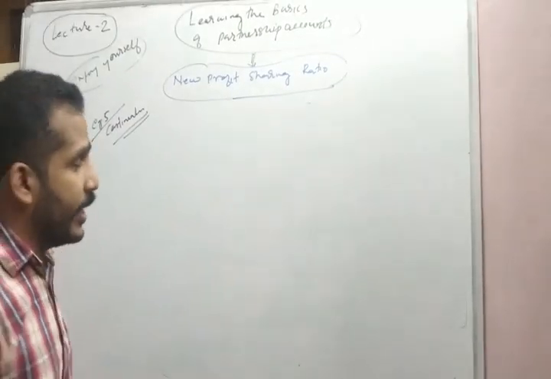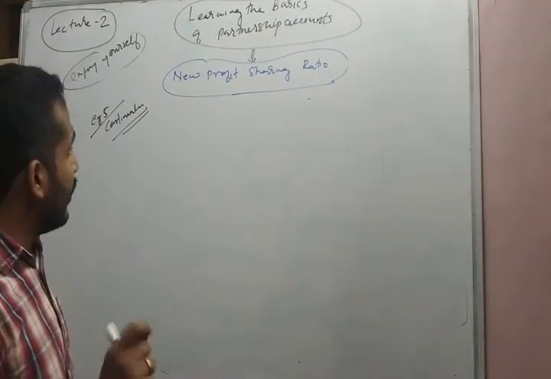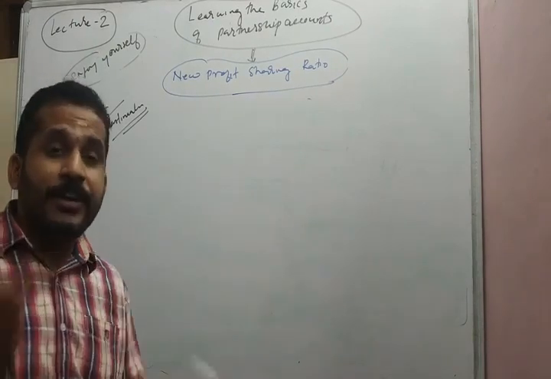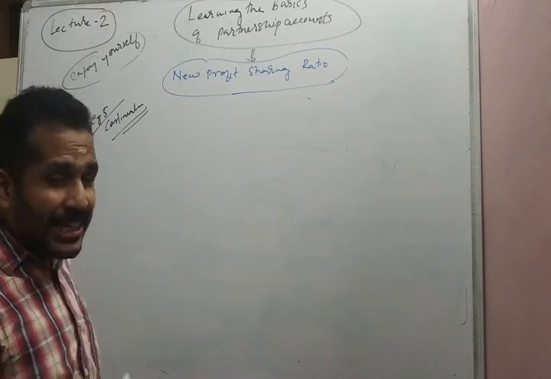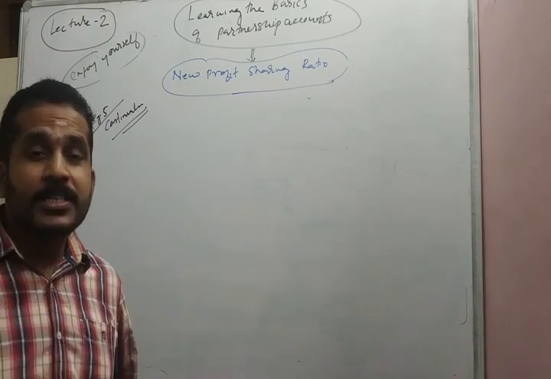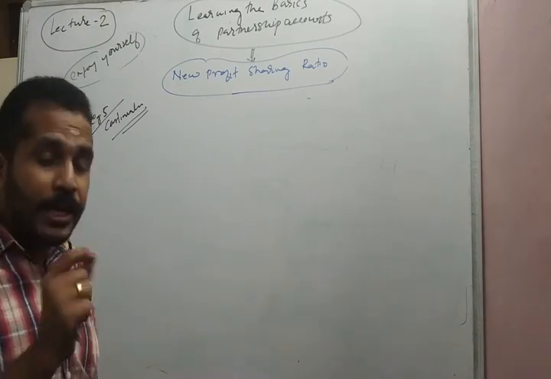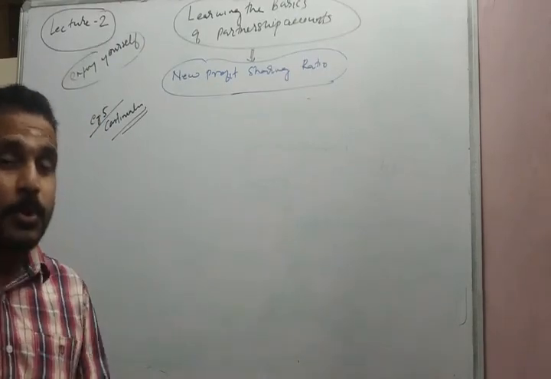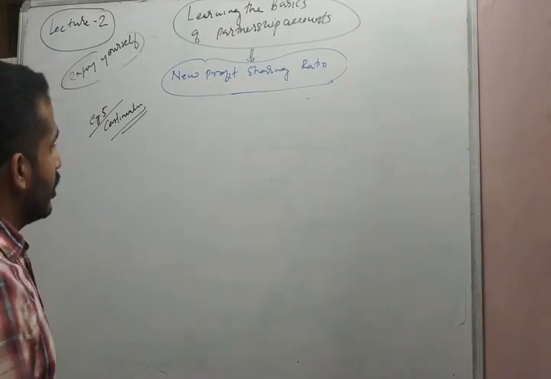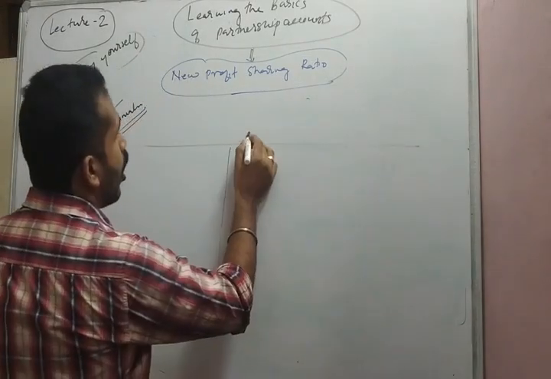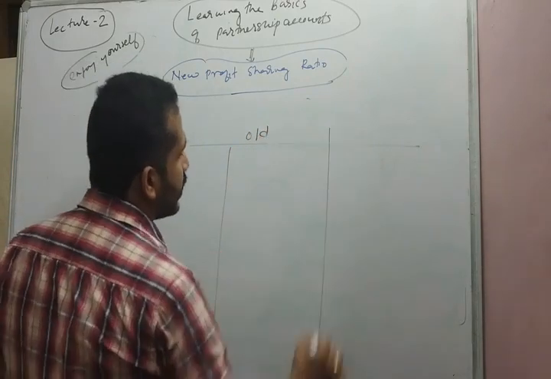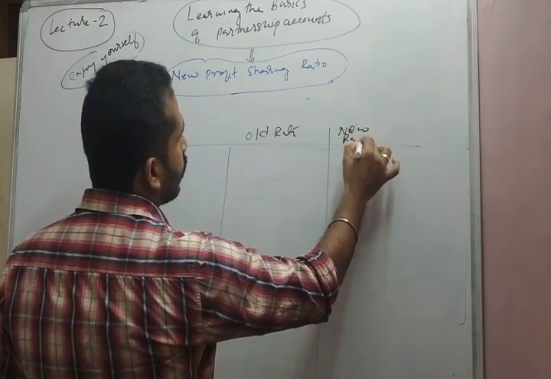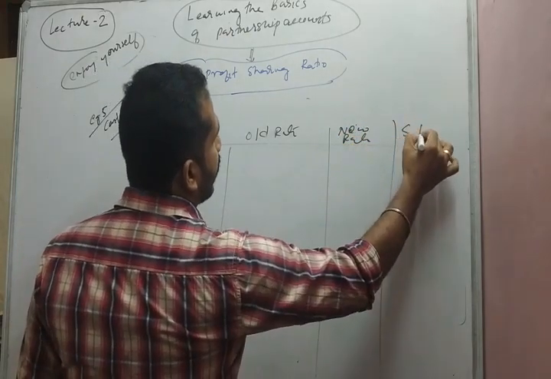Continuing with the illustration for example 5, since the previous example is silent about the sacrificing ratio and we have already computed the new profit sharing ratio, let us analyze what the sacrificing ratio will be. We already have the new profit sharing ratio, and the old ratio is given in the question. So let us see how we will calculate the sacrificing ratio: old ratio, new ratio, then the sacrificing ratio.